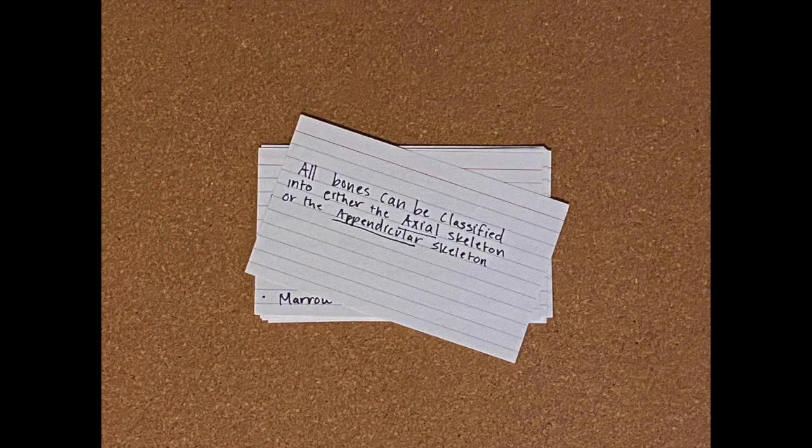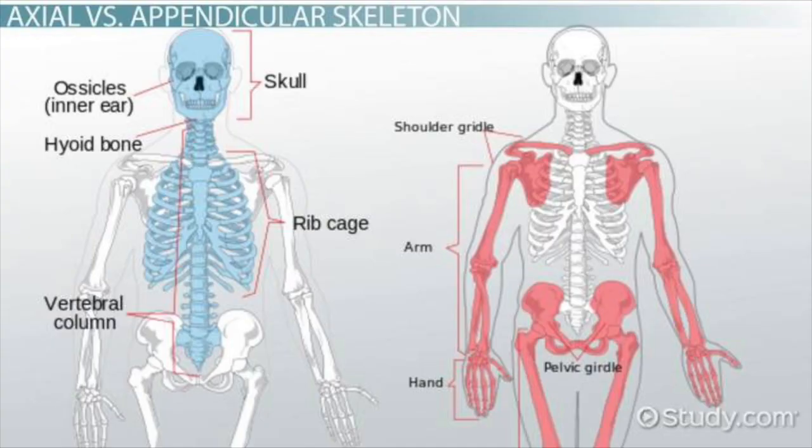Within the endoskeleton, all bones can further be classified into either the axial skeleton or the appendicular skeleton. Your axial skeleton consists of your vertebrae, your ribs, and your skull, making up your central axis, where your appendicular skeleton consists of your limbs such as your femur, your tibia, and your fibula. Your appendicular skeleton will have more mobility than your axial skeleton.